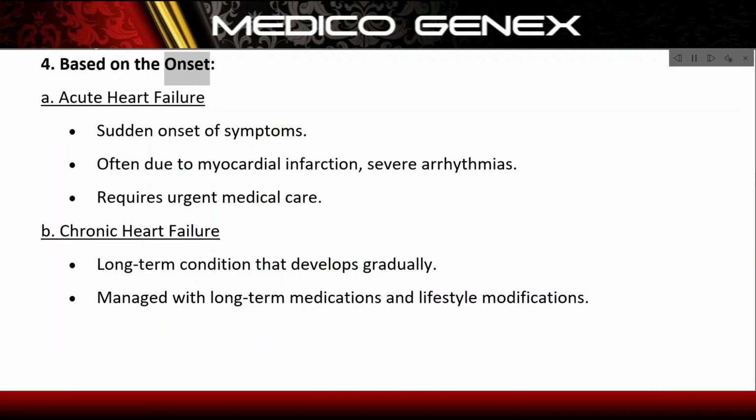4. Based on the onset. A. Acute heart failure. Sudden onset of symptoms. Often due to myocardial infarction, severe arrhythmias. Requires urgent medical care. B. Chronic heart failure. Long-term condition that develops gradually. Managed with long-term medications and lifestyle modifications.